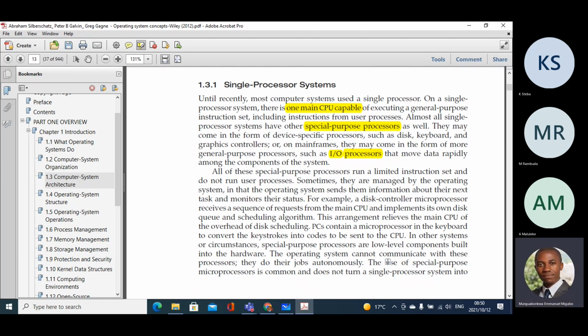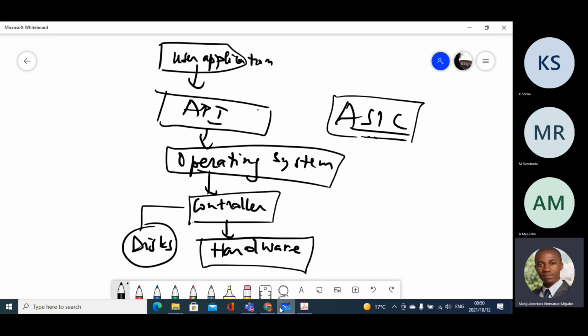So now, in other systems or circumstances, special purpose processors are low-level components built into hardware, as I had mentioned. That will be the case of what we call ASIC. The operating system cannot communicate with these processors. They do their jobs autonomously. Okay, so there's a nuance here. So we might have a purely hardware special processor. That will be an ASIC in that case, which just performs a set of instructions and does not necessarily need any coordination from the operating system.